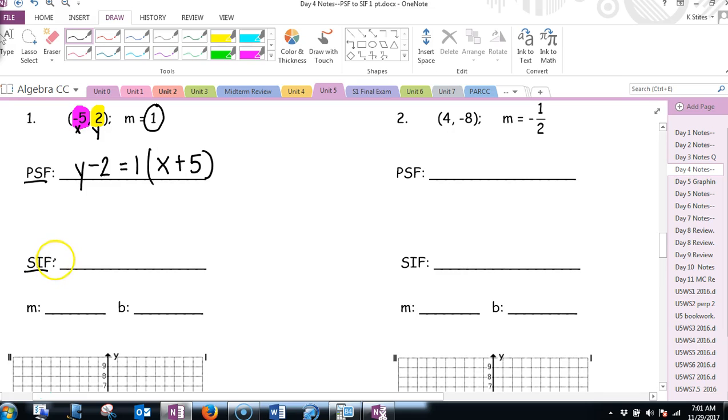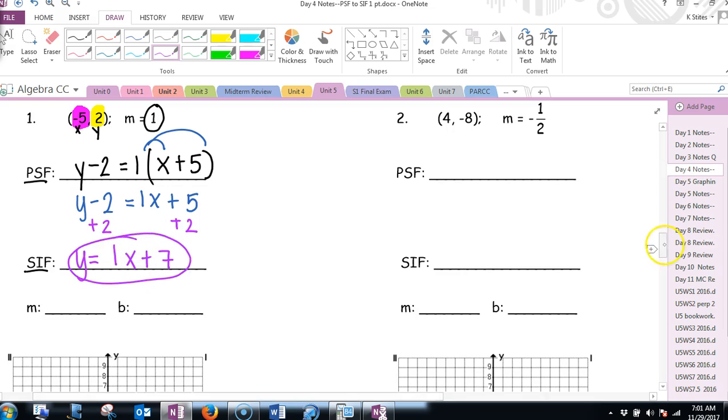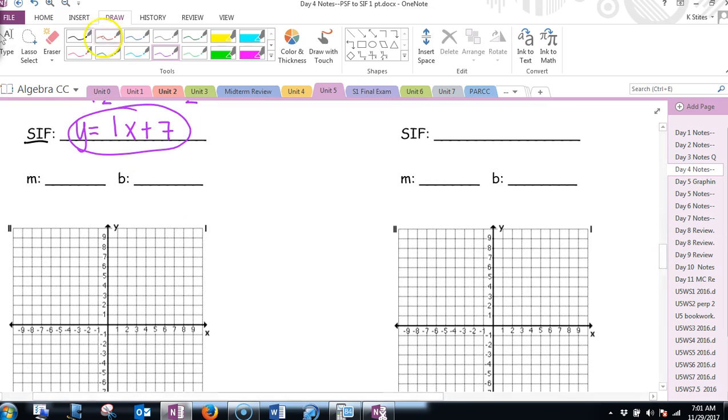So now we need to solve. So I will distribute. Make sure you do that step first. And then I also need to add my 2 over because I need to solve for y. So my slope-intercept form is y equals 1x, 5 plus 2 is 7. Alright, so now this is something that we can graph, and you just did this on your quiz.